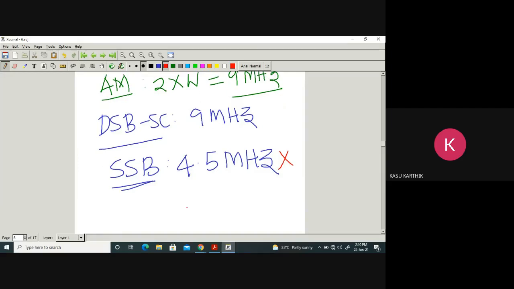So the only thing is VSB. If you use VSB, what about bandwidth? Obviously, it is more than 4.5, a little bit more than 4.5, but not 9 megahertz. It is only 25% more than 4.5 megahertz, maybe around 6 megahertz. You can take something like that, approximately.